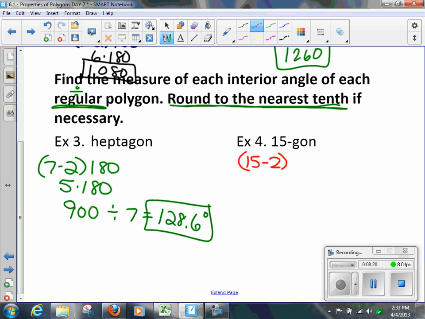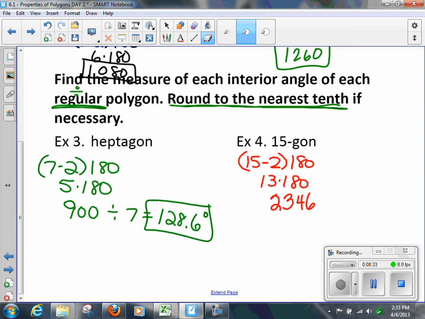N minus 2 times 180. What's 13 times 180? 2, 3, 4, 0. Oh, it is 2,340. You can't read your own handwriting. And then divide it by who? 15. And when you do that, what do you get?